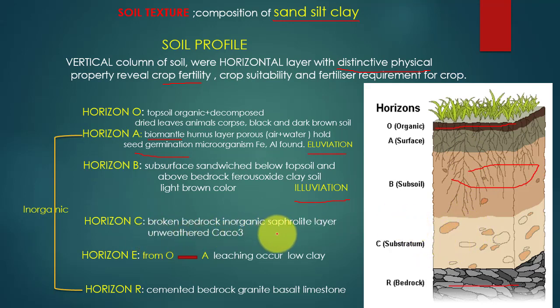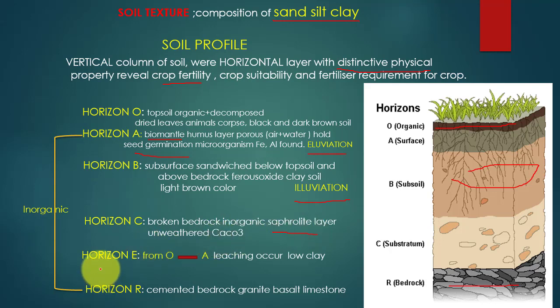Broken bedrock, inorganic, saprolite layer. Yes, sorry, saprolite layer. This layer is a layer of weathered rock, consolidated rock, where ferrous compounds are found. And there are other terms like regolith, which is a term in soil geography. It means a heterogeneous mixture of loose or unconsolidated material. Regolith is a type of layer where unconsolidated rock is found, suspended as particles.